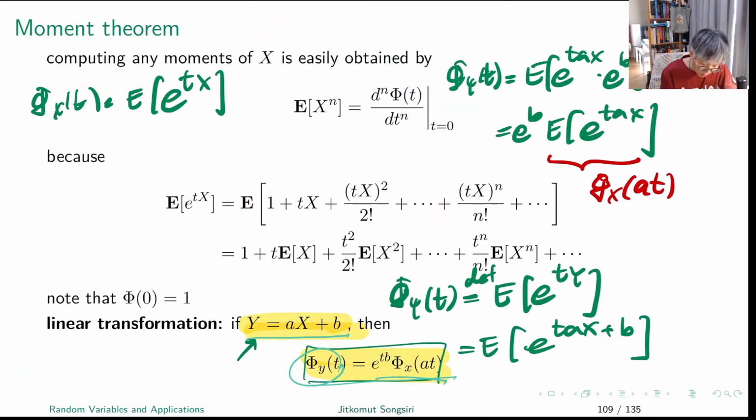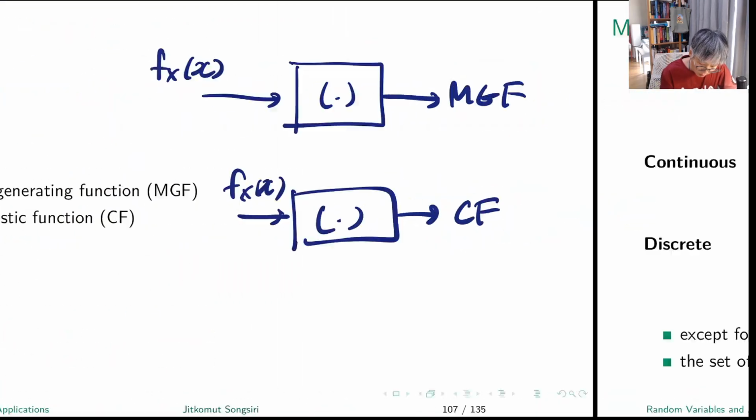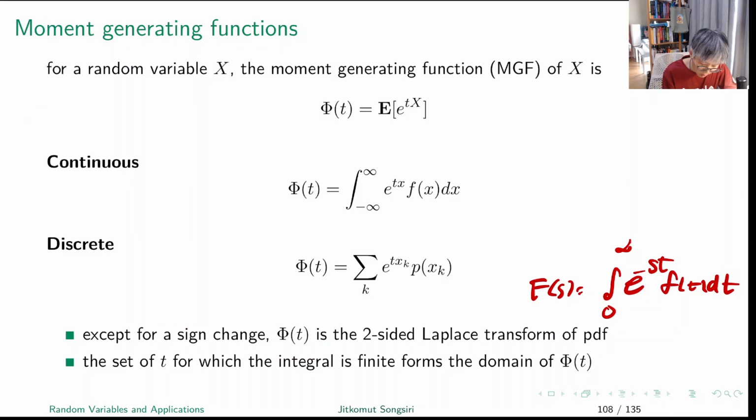Let me go back to the MGF a little, because what I explained earlier about the MGF is that this value doesn't have to be valid for every t, and you have to be able to derive the range of t, the set of t for which the integral is finite, is valid, and that's going to be the domain of phi of t.